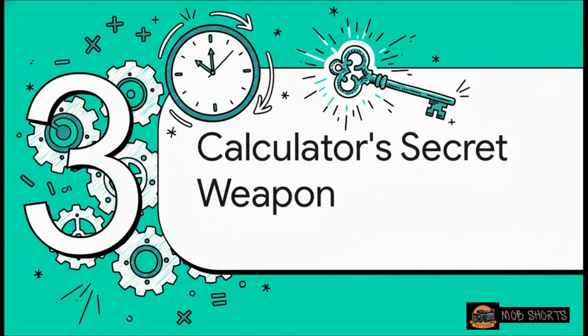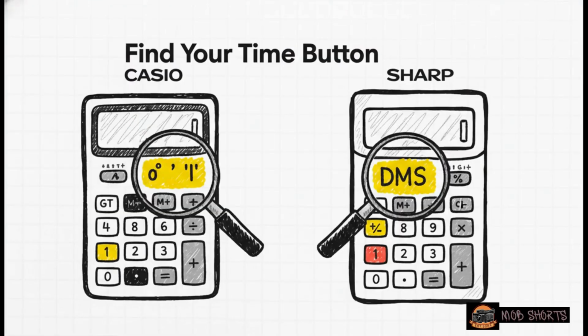It's time to find your calculator's secret weapon. Seriously, pause me if you need to and go grab your calculator. Got it? Okay, if you're on a Casio, look for a button that has these funny symbols on it, a little circle and some commas. People call it the bubbles button or the degrees, minutes, seconds button. If you've got a Sharp, you're looking for a button that says DMS. Go on, find it now. Found it? Awesome. That button right there is going to change your life. It is your best friend for time calculations.